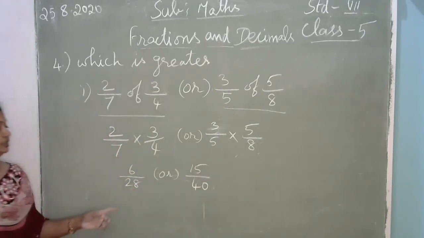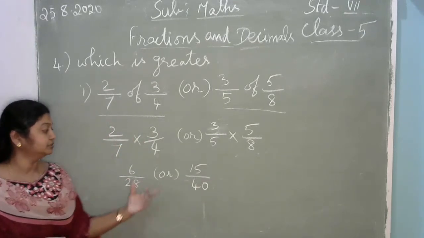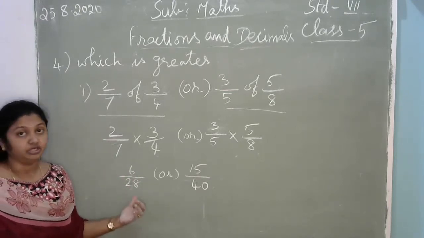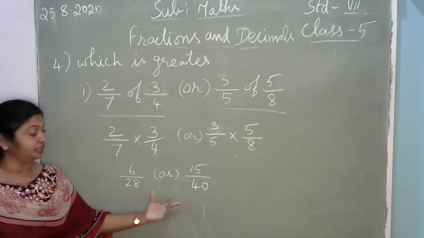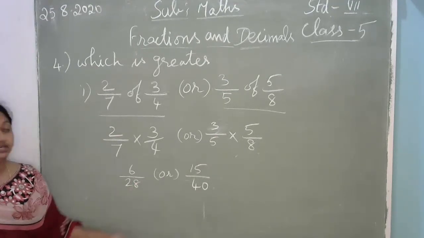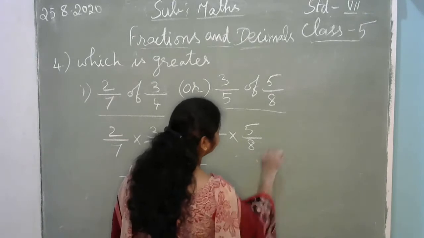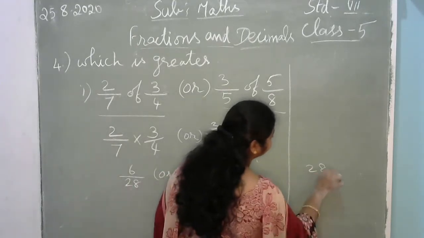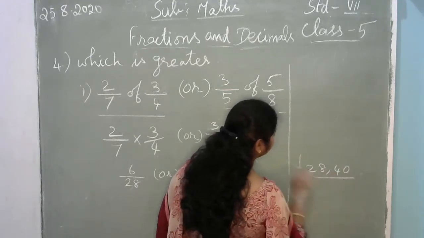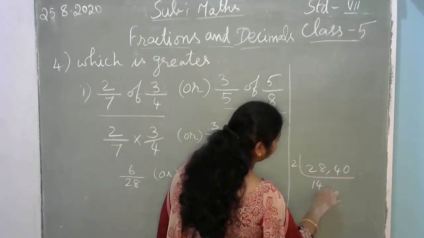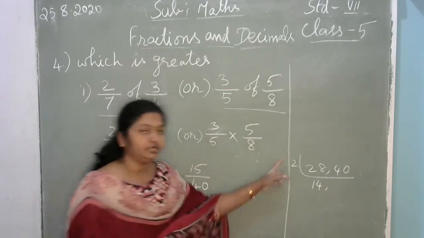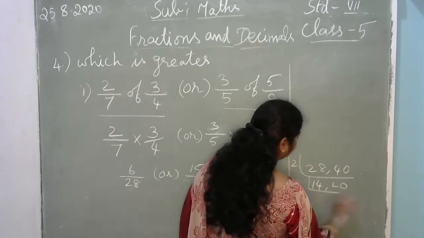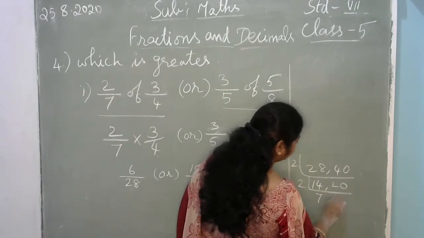Now you have to tell which number is greater. For this, you also have to check the denominators. Are the denominators equal? No, the denominators are not equal. So you have to go for the LCM method. See, we will take the LCM method. 28 and 40, we take the LCM: 2 and 14. Whatever number you are taking here should be a prime number. And 20. And here 7, 10.